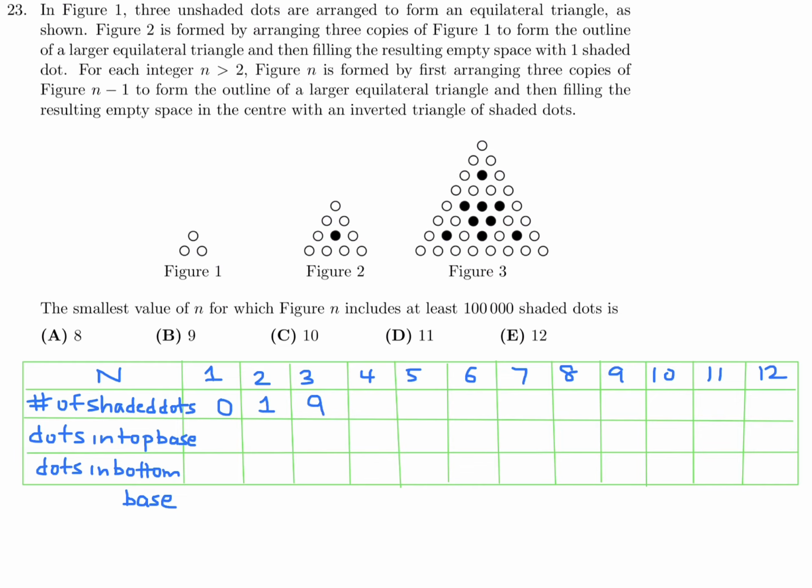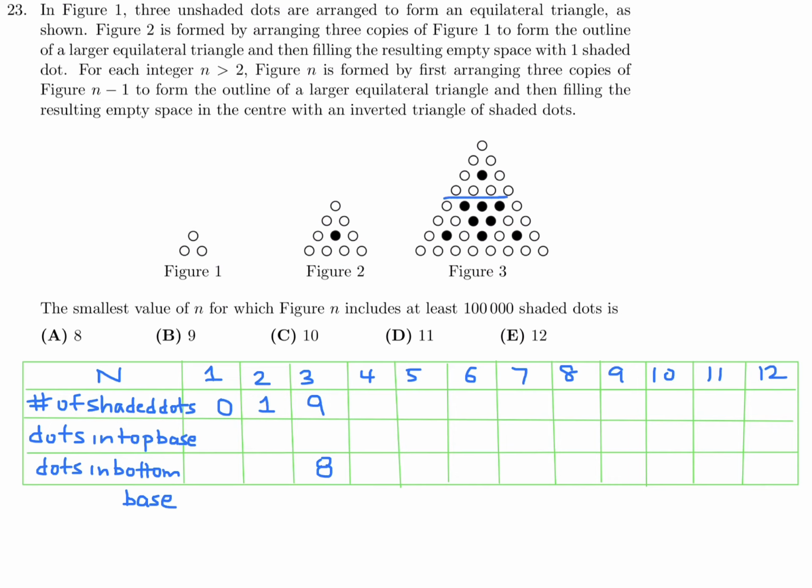Now the dots in the top base, what do I mean by that? Well, I'll start by talking about figure 3. It's a little bit easier to explain. The dots here, this is the bottom base. And that's 1, 2, 3, 4, 5, 6, 7, 8. So for figure 3, that's 8.